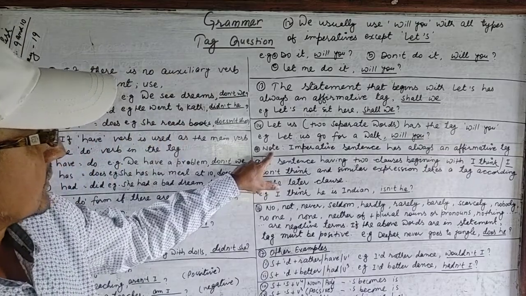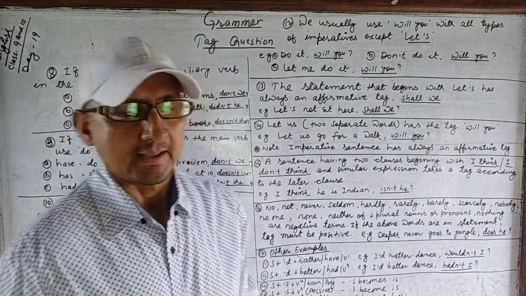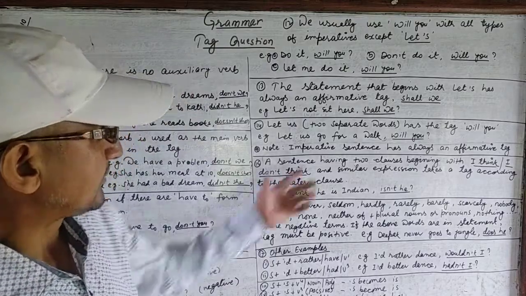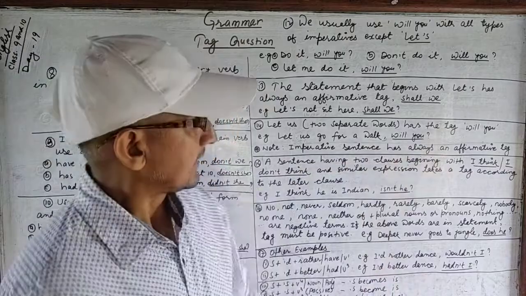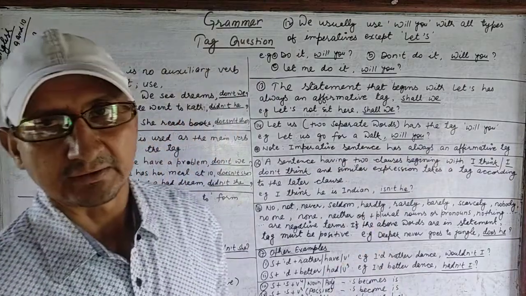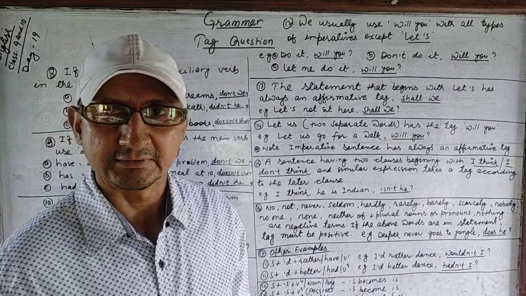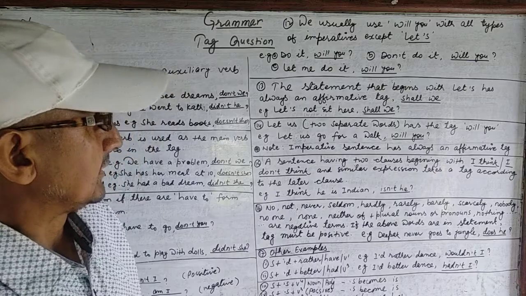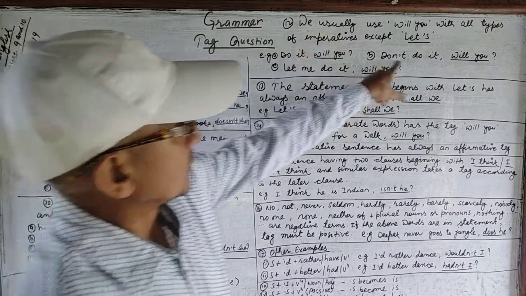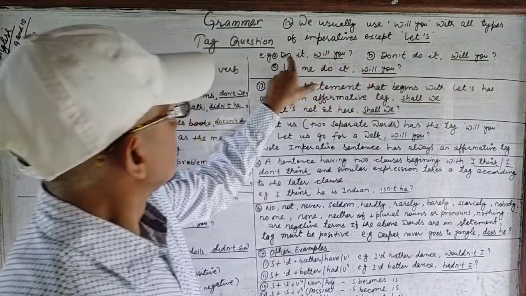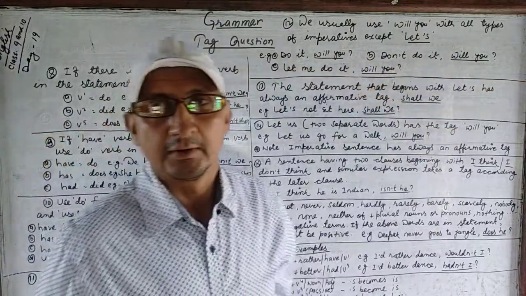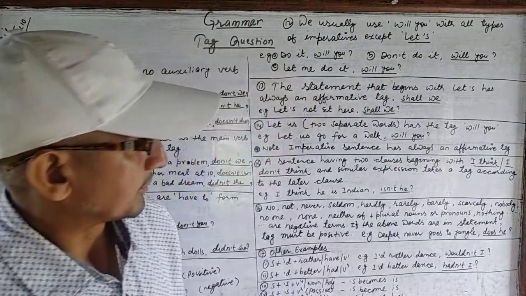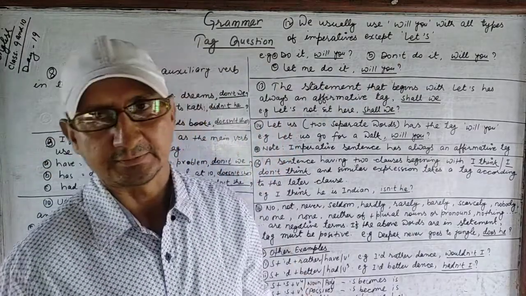An important note: an imperative sentence always has an affirmative tag. Whether the statement is negative or positive, the tag is always positive. You can see in the example, don't do it, we have "will you"; do it, will you. For both negative and positive statements, we write an affirmative or positive tag in the imperative sentence.